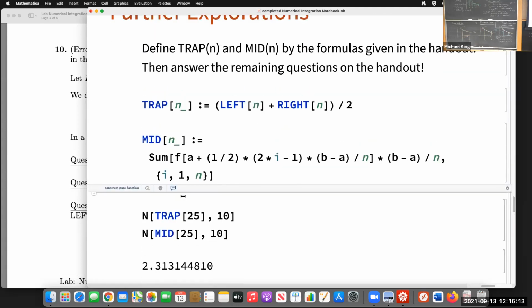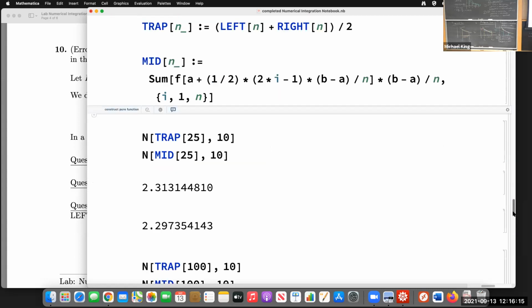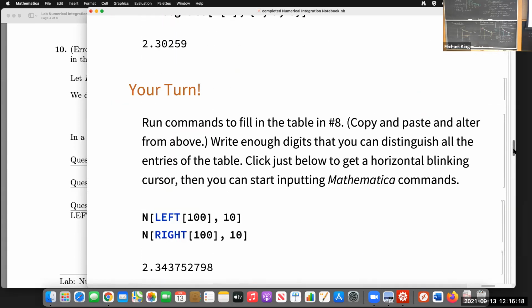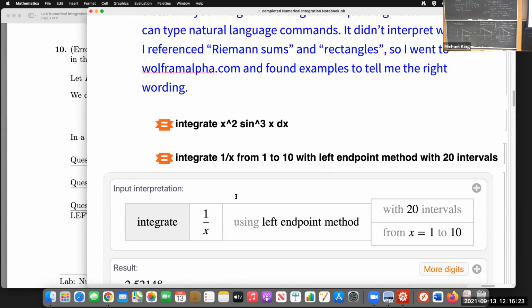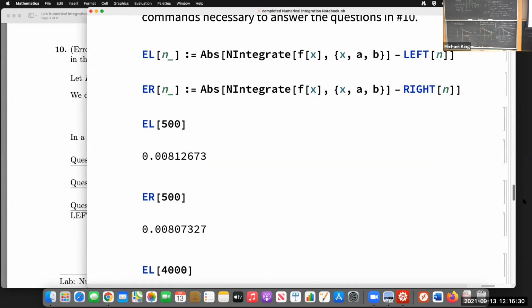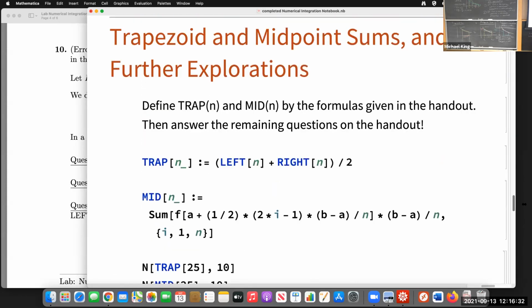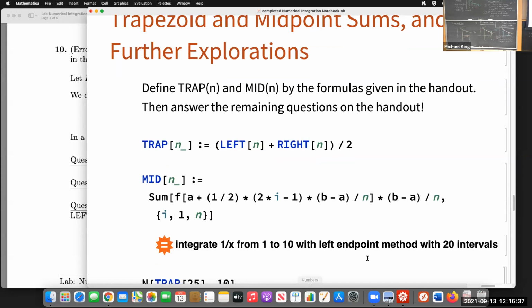We could do the Wolfram Alpha thing. Did I do that down here somewhere? No. Where's my Wolfram Alpha command? There it is. So if I actually did, you could just change this to trapezoid rule or midpoint rule. Go up here and do this again. So instead of left endpoint method, if I say trapezoid method, actually, let me do it with 3.